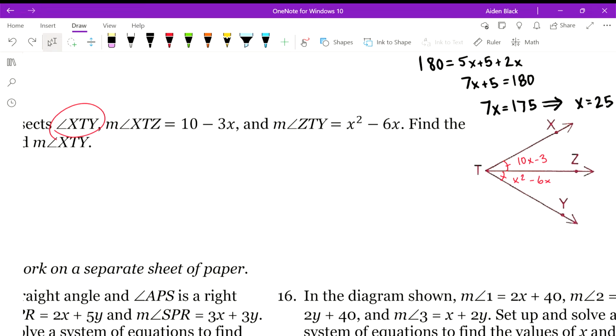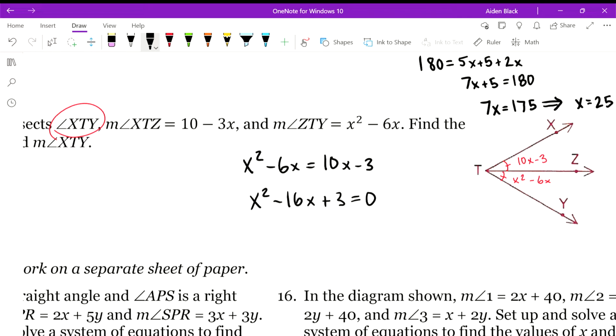So we know they're equal, so we can say x squared minus 6x equals 10x minus 3. So again, we have an x squared value and an x value, which means we're dealing with a quadratic. So what I'll do is subtract 10x from both sides and add 3 to both sides. So we have the following.